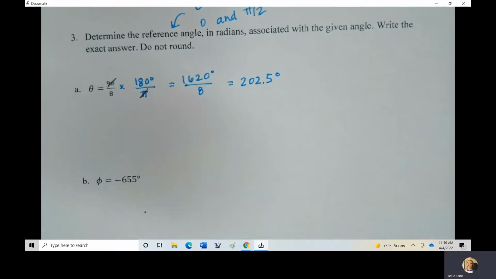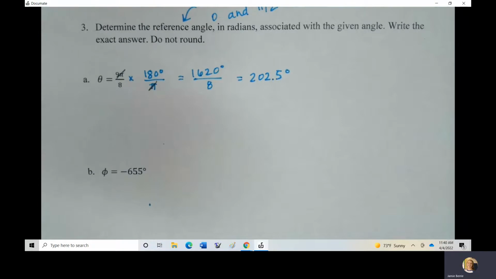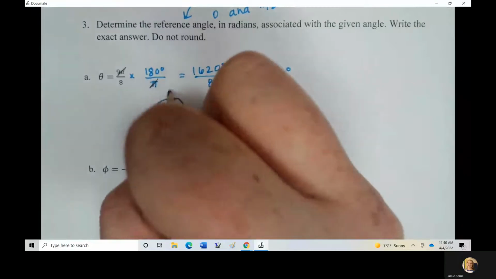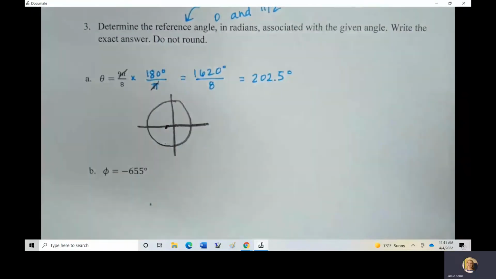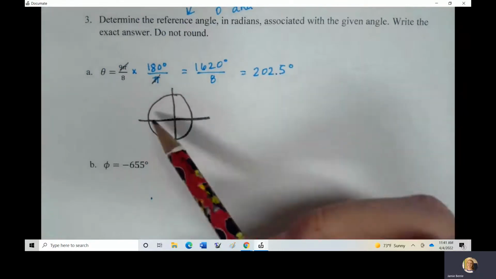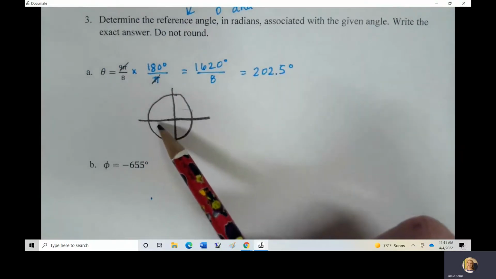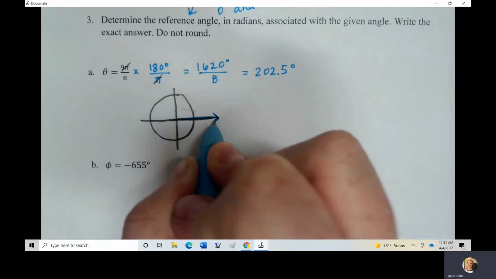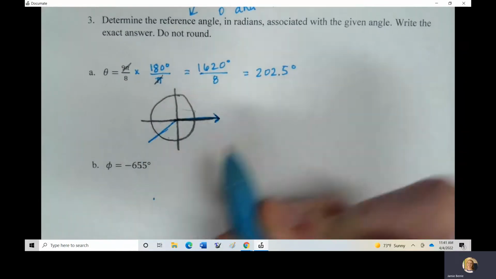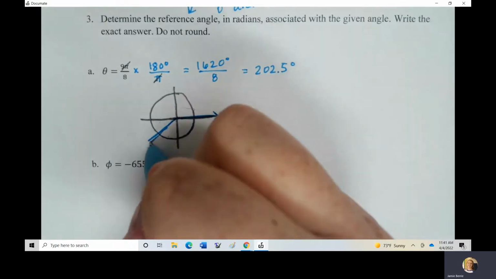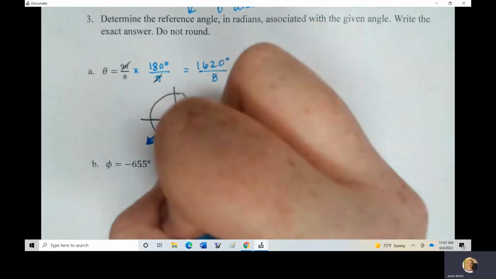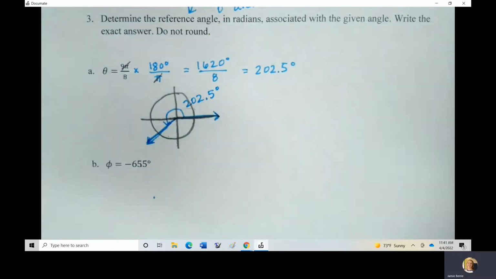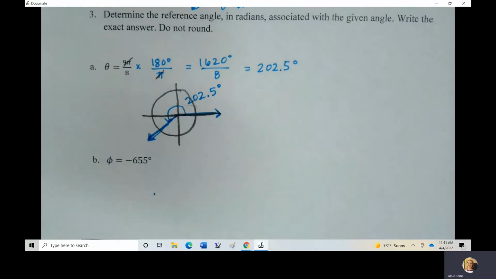Okay. Now we're going to draw that on the unit circle. So draw yourself a little unit circle here. 202.5 degrees would be past 180, so it'd be a little bit past 180, so maybe like down here. All right, so here's my initial side, and this would be my terminal side down here, just a little bit past 180. So again, that's 202.5 degrees. And now I'm asked to find the reference angle.